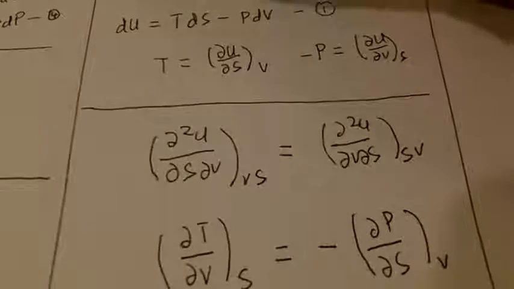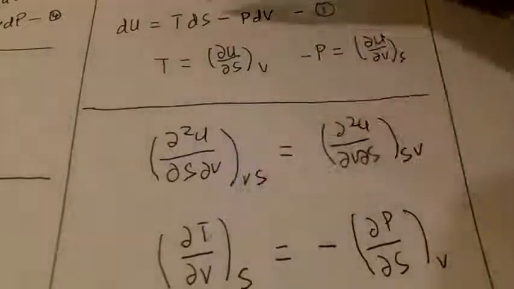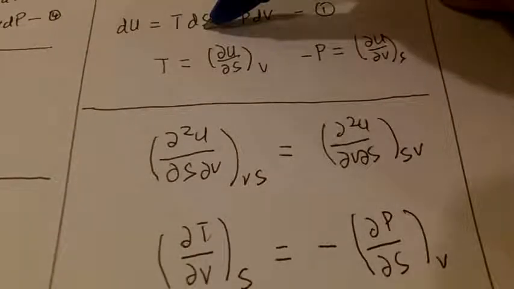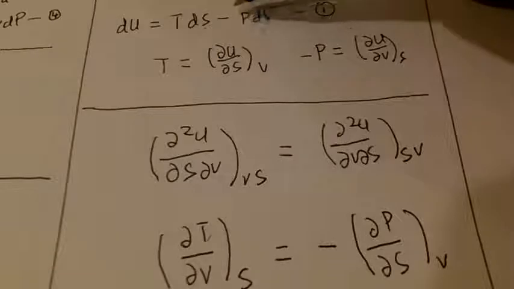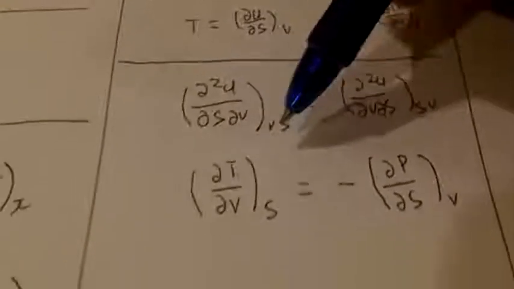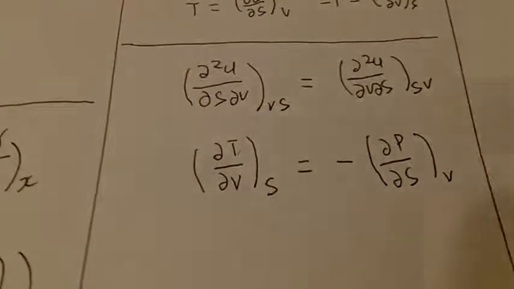Now what do you notice? At the end of all this, you can see that T, you differentiate with respect to V, keeping S constant, and negative P here, you differentiate with respect to S, holding V constant. So that's the net result of what we have just done. This is one of the first Maxwell relations for thermodynamics.